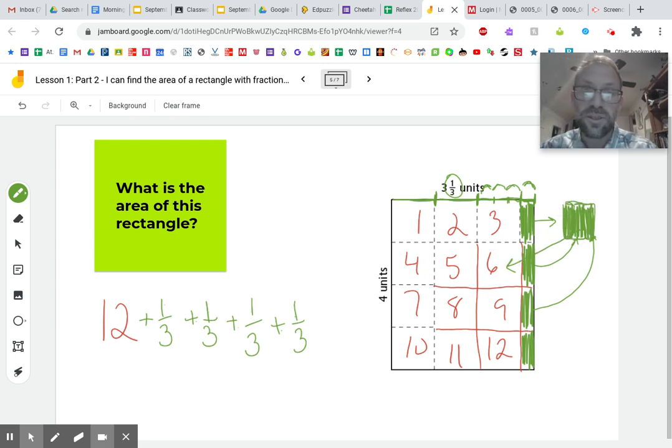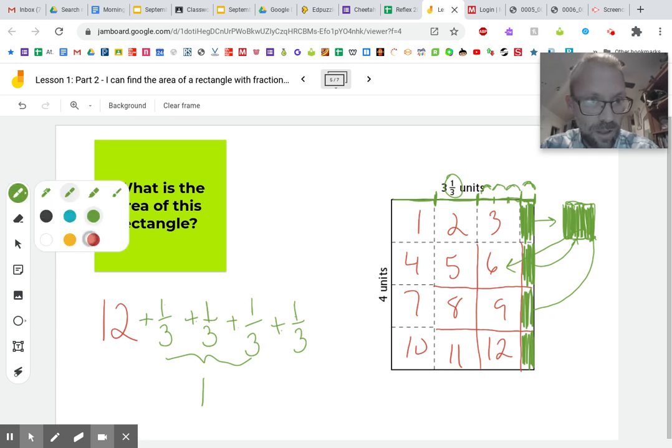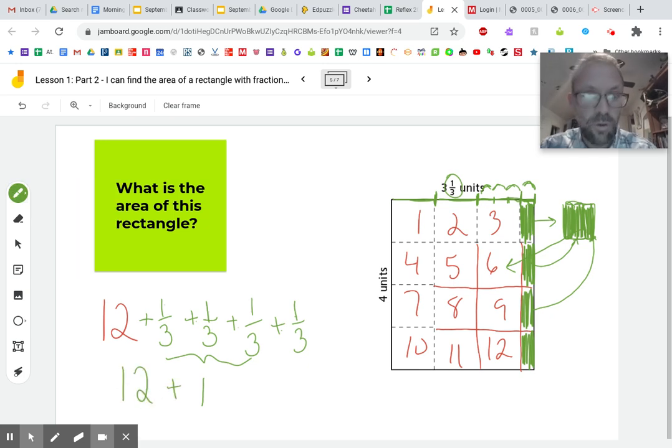They should, because 3/3, right? 3/3 makes 1 whole. A third and a third and a third is 3/3. That's 1 whole. That's having 3 pieces out of 3 pieces. So we can call that 1, right? So we have now 12 plus 1 whole. That's good, right? And we have this 1/3 left over.